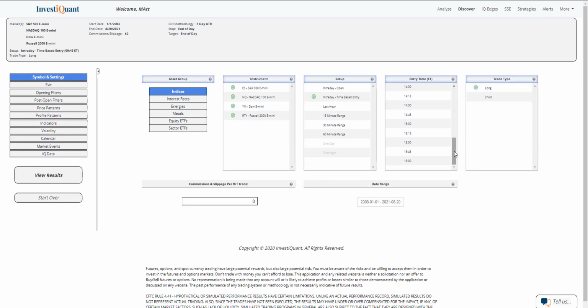So I'm going to set this up. I'm a little bit later than usual right now, so I'm going to use a little bit later entry than usual. I'll use a 3:15 p.m. Eastern Time entry that exits at 4:15 p.m. Eastern Time. So I've got that selected. We've got all four instruments selected.